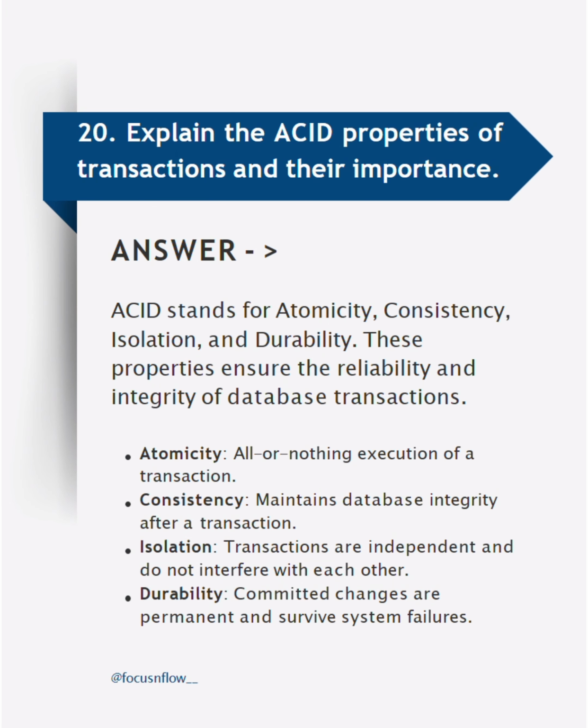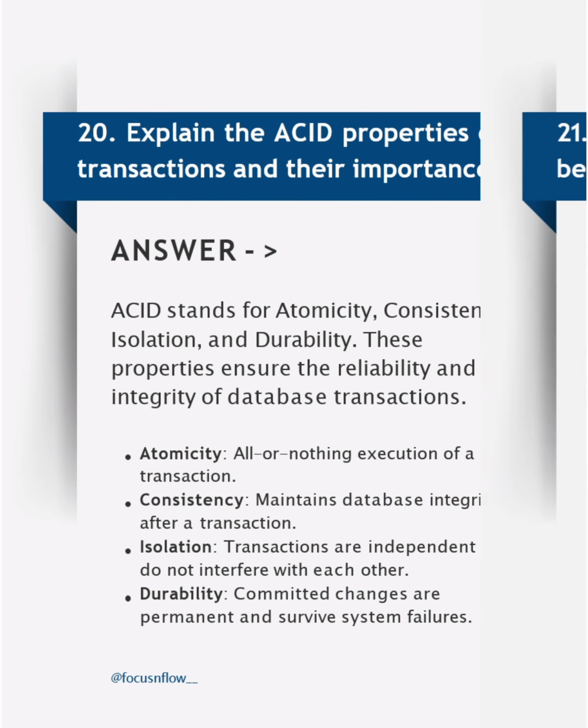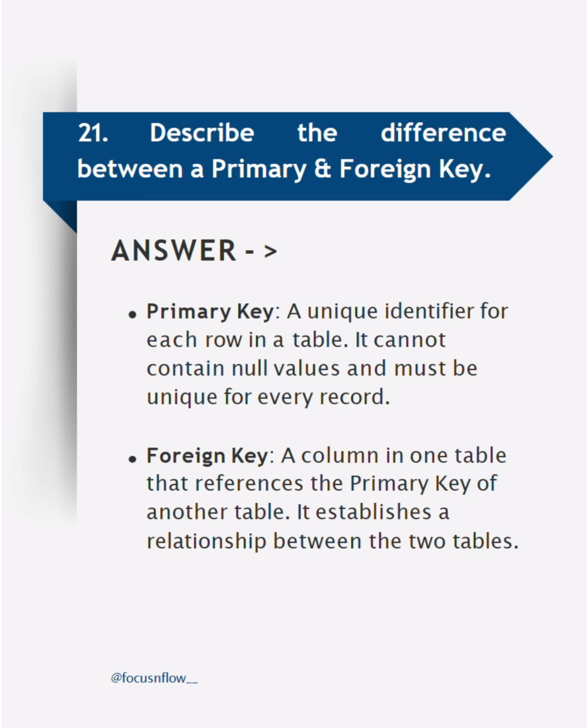Question 20. Explain the ACID properties of transactions and their importance. ACID stands for atomicity, consistency, isolation, and durability. These properties ensure the reliability and integrity of database transactions. Next, describe the difference between primary and foreign key. Primary key is a unique identifier for each row in a table. It cannot contain null values and must be unique for every record. While foreign key is a column in one table that references the primary key of another table, it establishes a relationship between two tables.